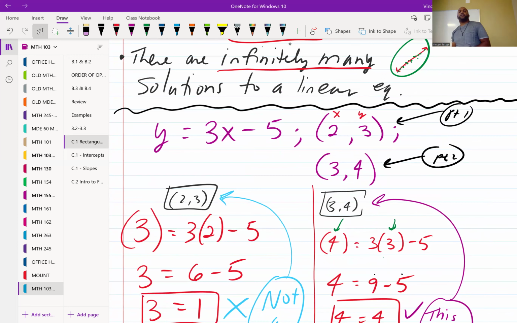All right, so we have y equal to 3x minus 5. Like I said, you're going to plug in (2, 3), and then you're going to plug in (3, 4). Those are two separate ordered pairs. You substitute them in separately. Like I said, I'll pause for a second to make sure everybody's with us.